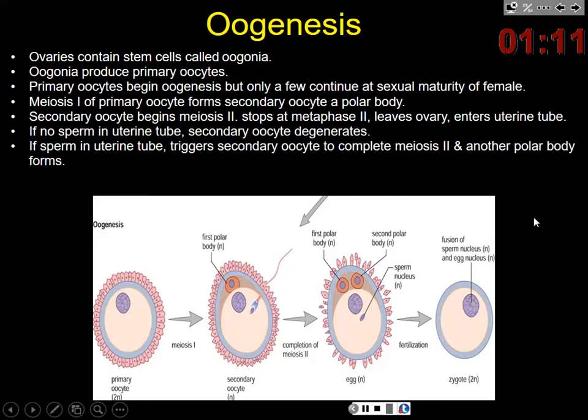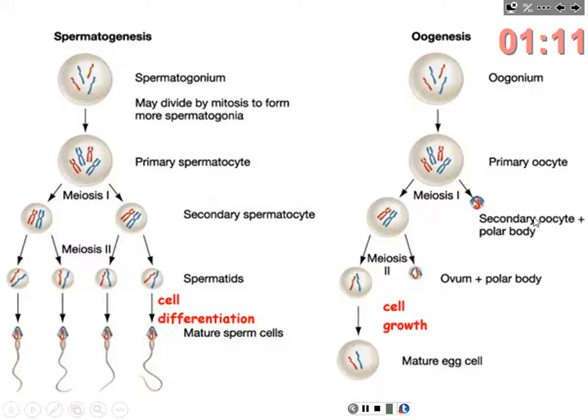Again, cytokinesis doesn't go so well. This cell doesn't get much cytoplasm, so there's my second polar body, and it disintegrates. So all I have left here now is 23 single strands, which is exactly what I need. And then fertilization takes place. The 2 nuclei will combine. Isn't that a miracle? Any questions?